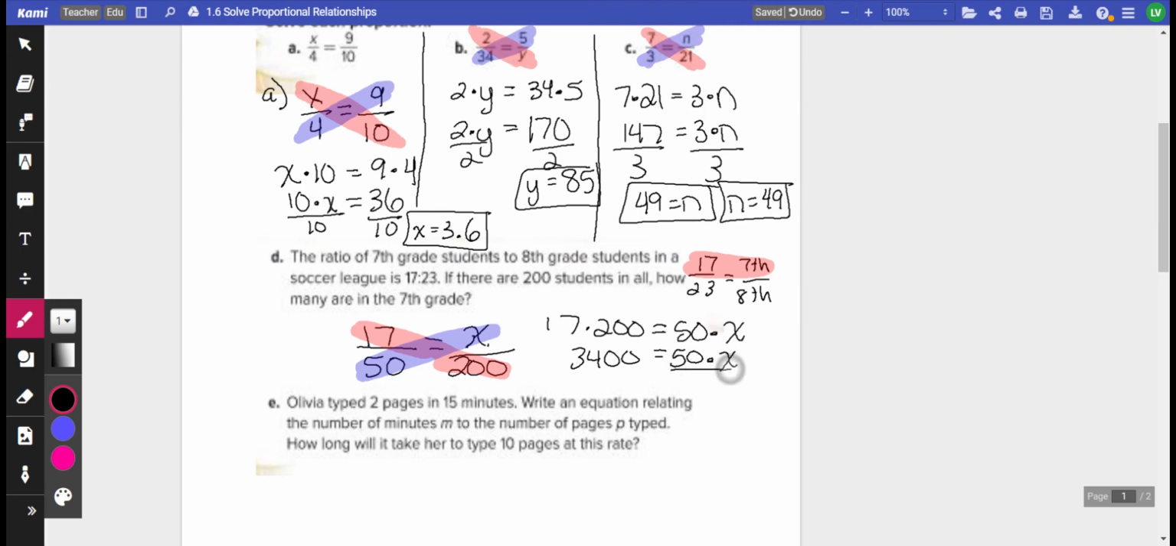As I've been doing, I'm going to divide both sides by 40. 3,400 divided by 40 is 85. So 85 equals x, or x equals 85.